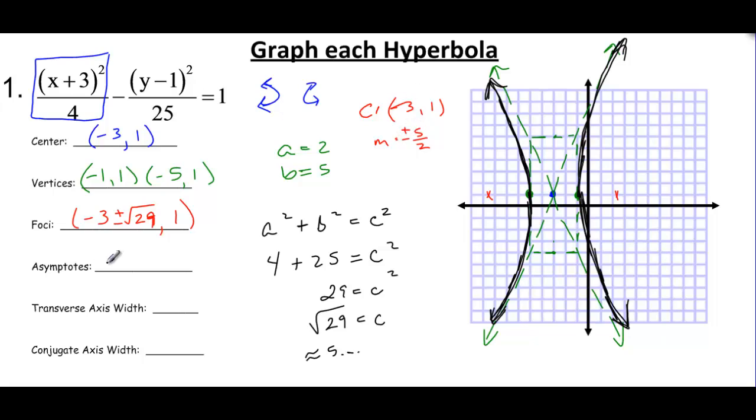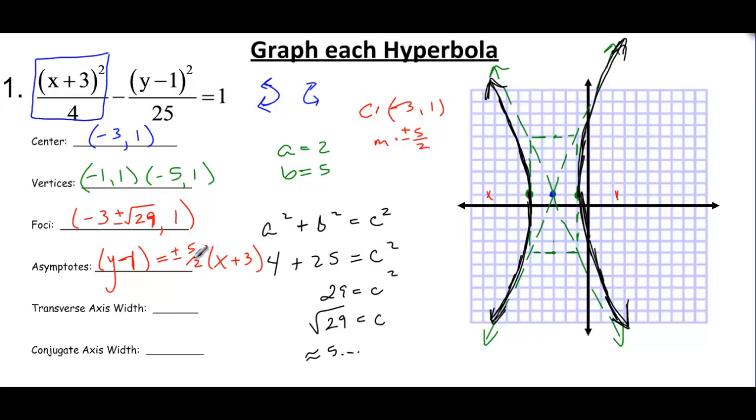Well, if you remember point slope form, we do y minus the y equal to the slope. I have a positive and a negative, 5/2, and then the x minus the x. Okay, so where can I find these pieces of information in my original equation? Well, here's y minus 1. I see a y minus 1. X plus 3. I see an x plus 3.